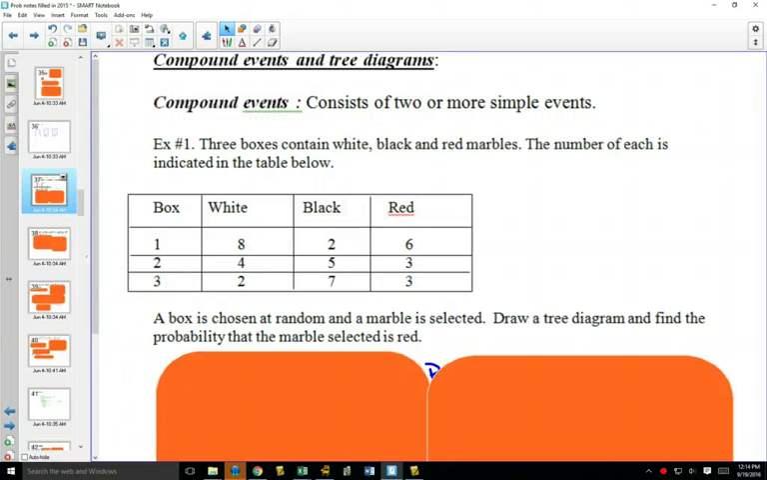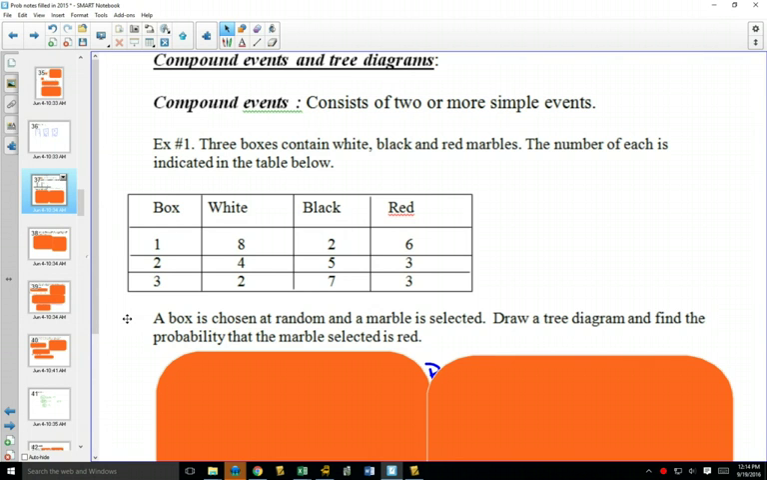So compound events, now we're looking at things that happen one after another, or two separate simple events. And compound events often work with independent events, and sometimes they work with dependent events. So some of the stuff that we're going to be looking at today deals with some dependent events.